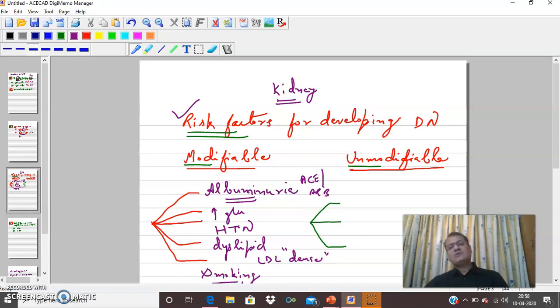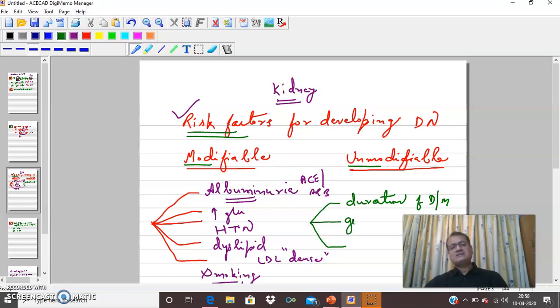So what are the unmodifiable risk factors? Unmodifiable risk factors are: one, we have already done, duration of the diabetes. In this regard you need to remember that the risk of developing diabetic nephropathy is more in, so don't commit a mistake now, it is type 1 diabetes. So always remember, right? Duration of diabetes.